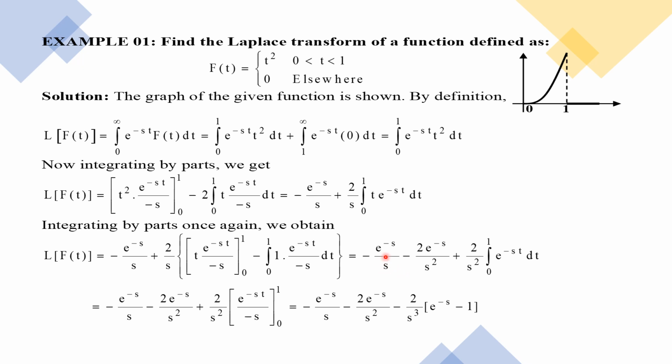So e power minus s over s minus 2 e power minus s over s square is solved, and 2 over s square, taking the integration of the term e power minus st over minus s from 0 to 1. If we use the upper limit, you will have e power minus s. If you use the lower limit, minus lower limit, you have just 1, since e power s times 0 gives just 1, so s square into s cube. So this is our last answer for the given function f of t.